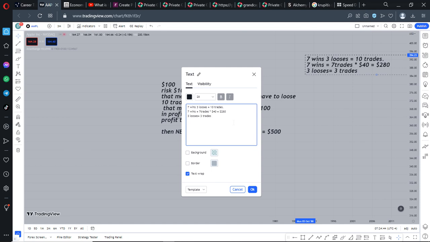All right, so for 3 losses, that is equal to 3 trades times 10, because you are to risk $10 on your account, nothing more than that. So we have 3 trades times 10, and that would be equal to the risk loss of $30.